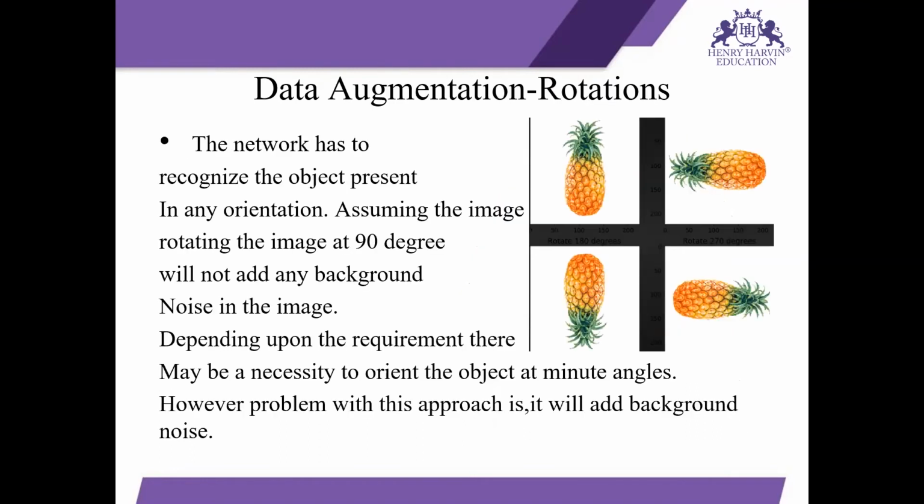Now the second technique we are going to see is about rotations. Here the network has to recognize the object present in the image, which is rotated at 90 degrees. It will not add any background noise in the image. If you see the 45-degree rotation, there could be some background noise.